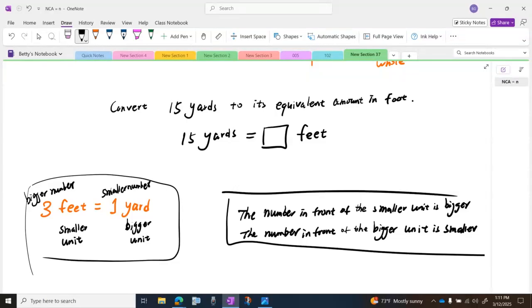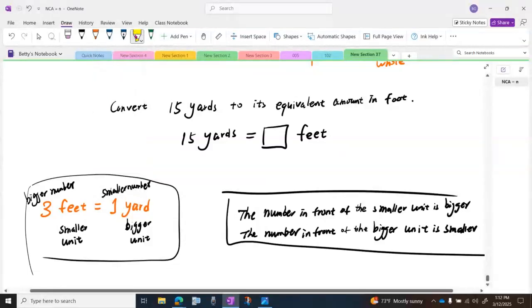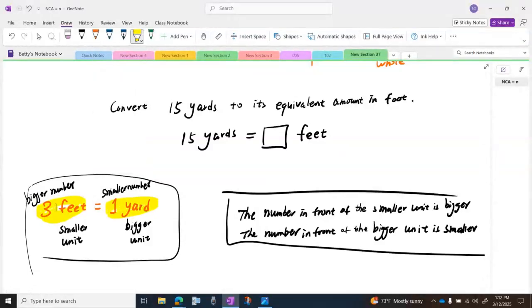The number preceding the bigger unit is smaller. Because in order for those two things to be equal to each other, 3 feet and 1 yard, we have to balance it out. Because the foot is a smaller unit, it needs a bigger number in front of it to equal 1 yard, right? To match with a bigger unit.